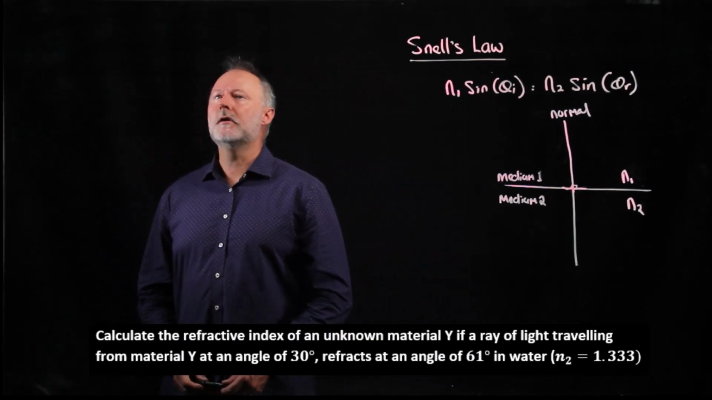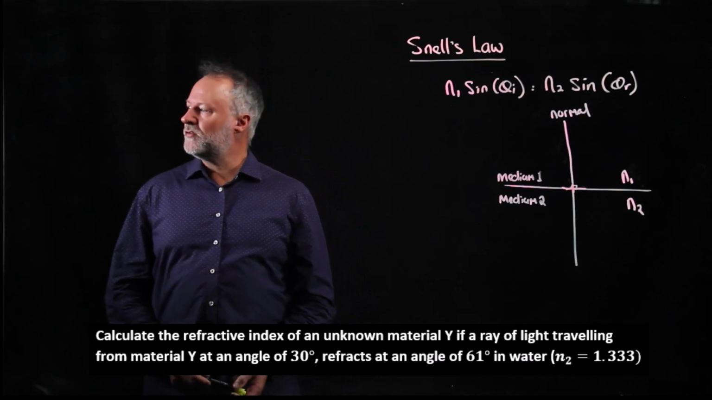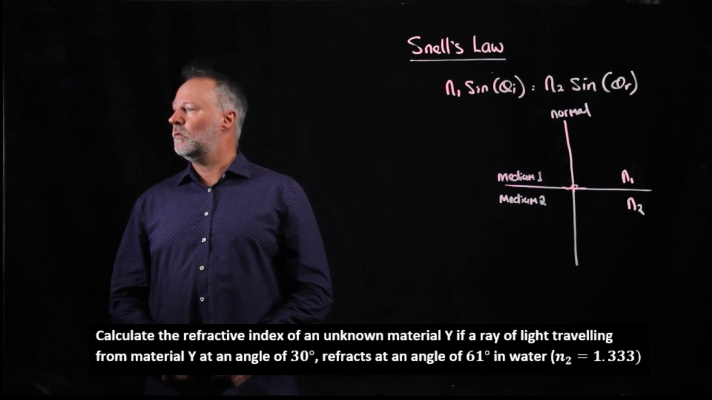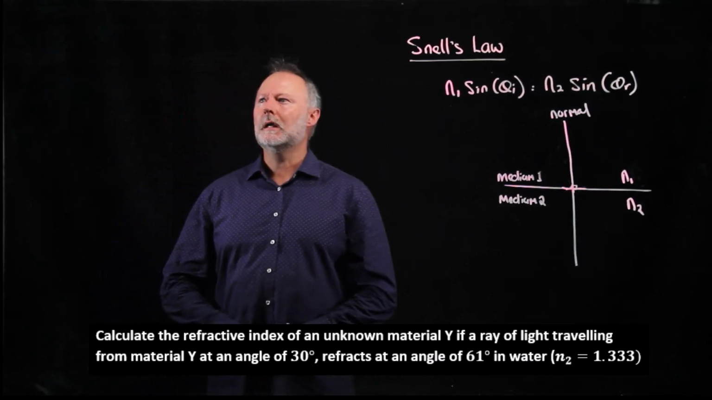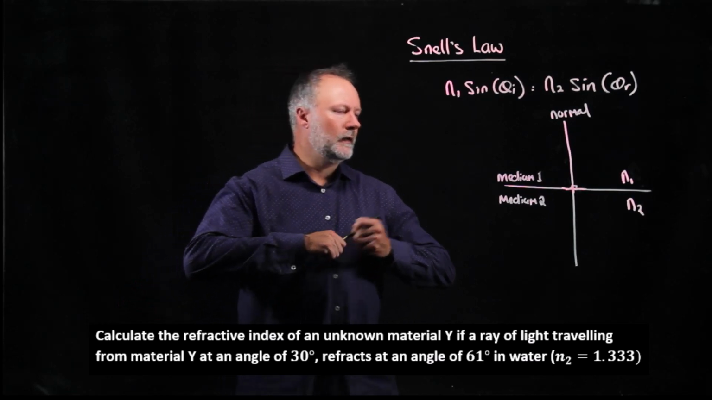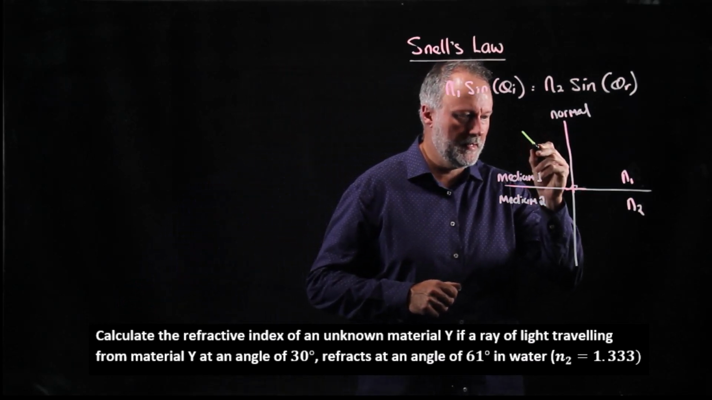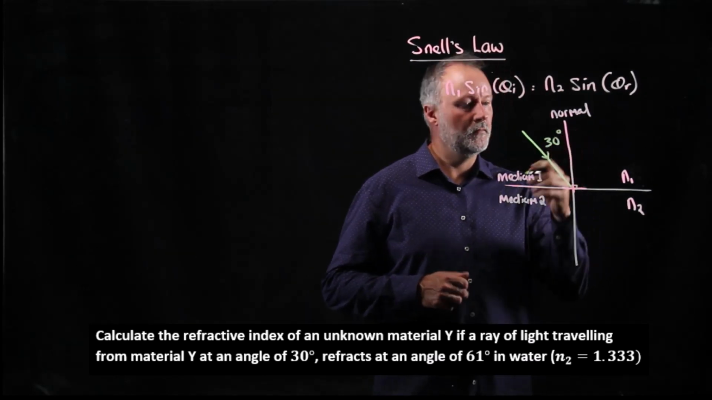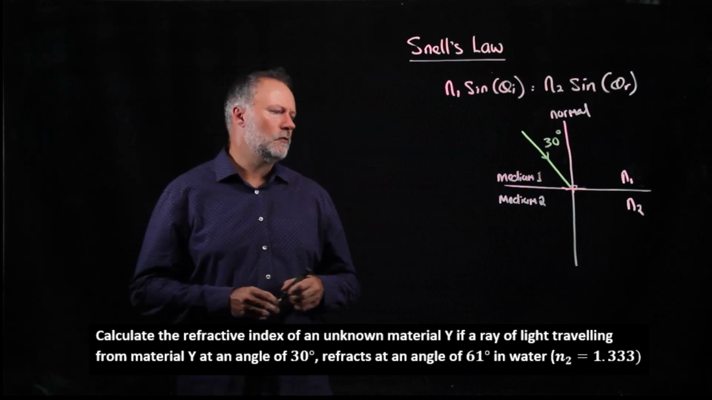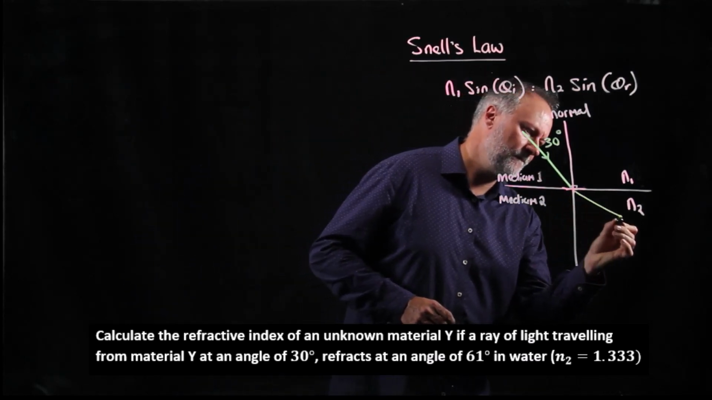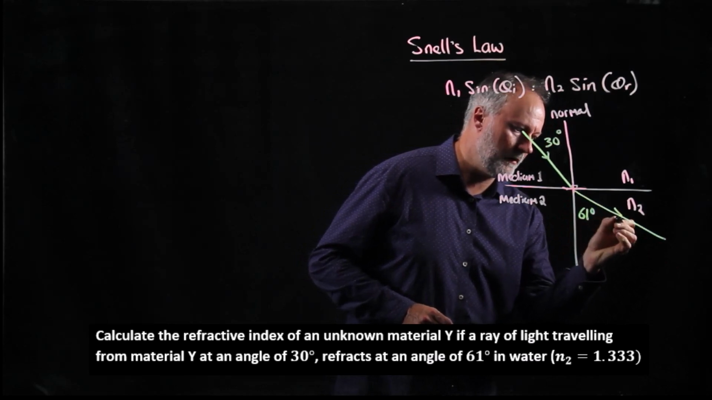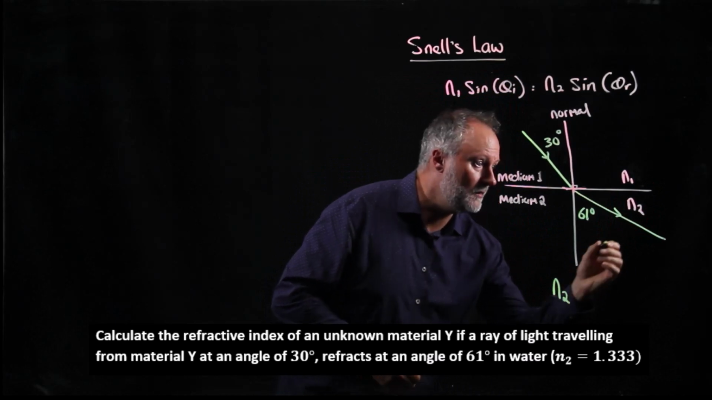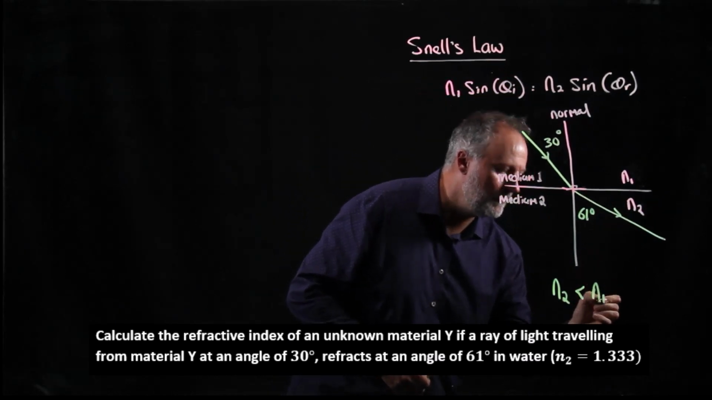Calculate the refractive index of an unknown material Y if a ray of light travelling from material Y has an incident angle of 30 degrees and refracts at an angle of 61 degrees in water. So let's first of all draw this one up. We've got an incoming ray at an incident angle of 30 degrees. Okay, now it refracts at an angle of 61 degrees. Again, it's bending away from the normal. That tells me that N2 must be less than N1.